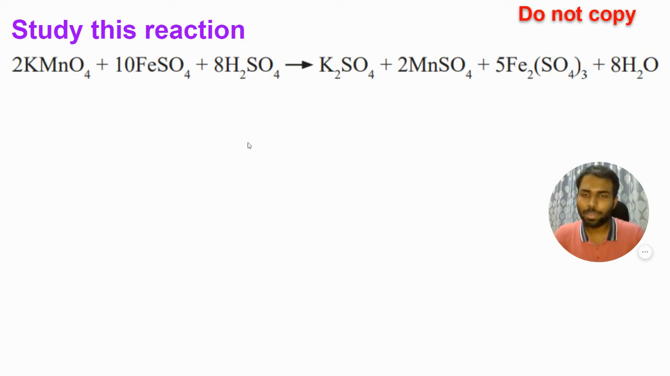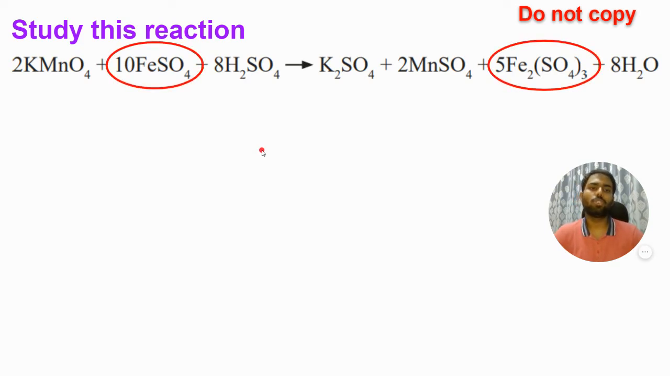Okay, were you able to observe anything special? If not, I can help you. Look at these two molecules. What do you observe about them? Just look at these two molecules. Here is a reactant, and after the reaction, here is the product. What is so special about these two molecules? Here, FeSO4 is being converted to Fe2(SO4)3.